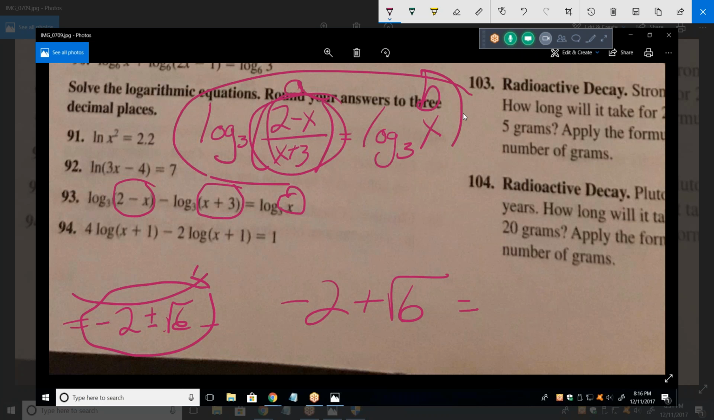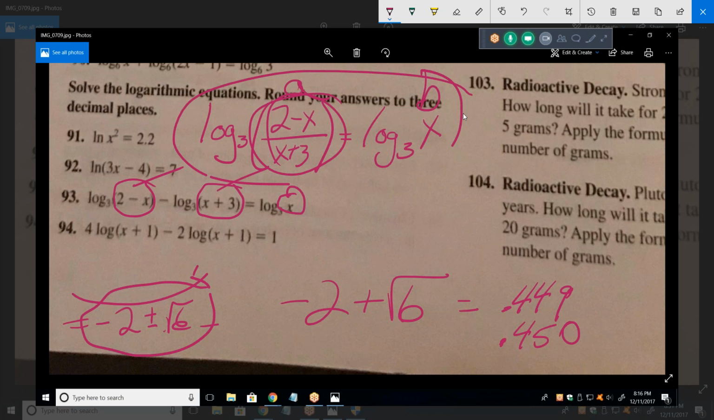On your calculator, let me round to 3 decimal places. 0.4495. That means 0.450. Yep. Okay. Now, does that violate that domain? No. Does it violate that domain? No. 0.45 plus 3, that's a positive number.